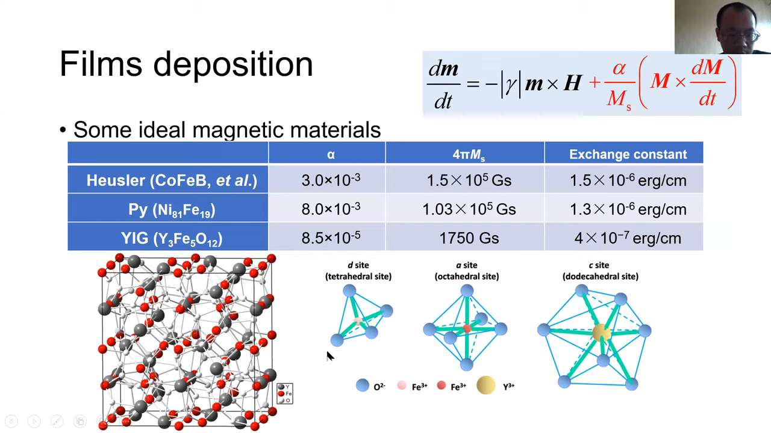So the YIG material is a kind of insulator, a ceramic. And the crystalline structure is a little bit more complicated than the metallic materials. So here there are five iron atoms in one chemical formula. It's like two iron atoms are spin up, and three iron atoms are spin down. So one is left. That's why it is a very magnetic material.